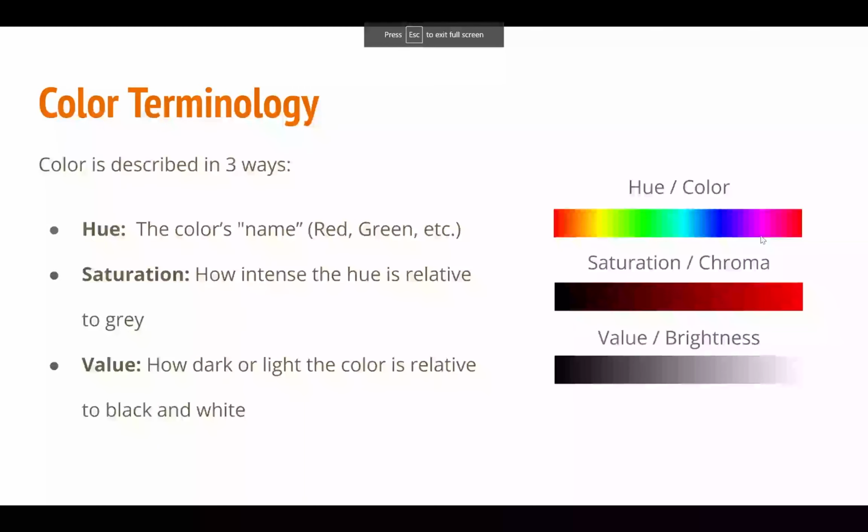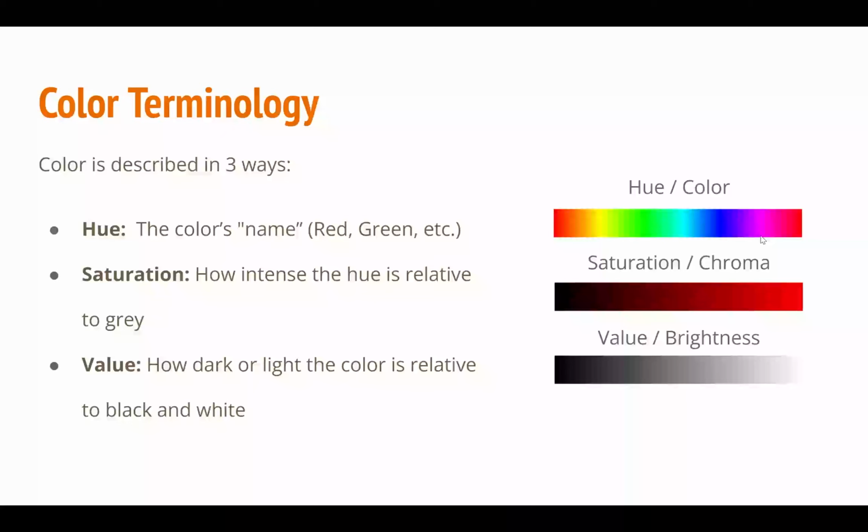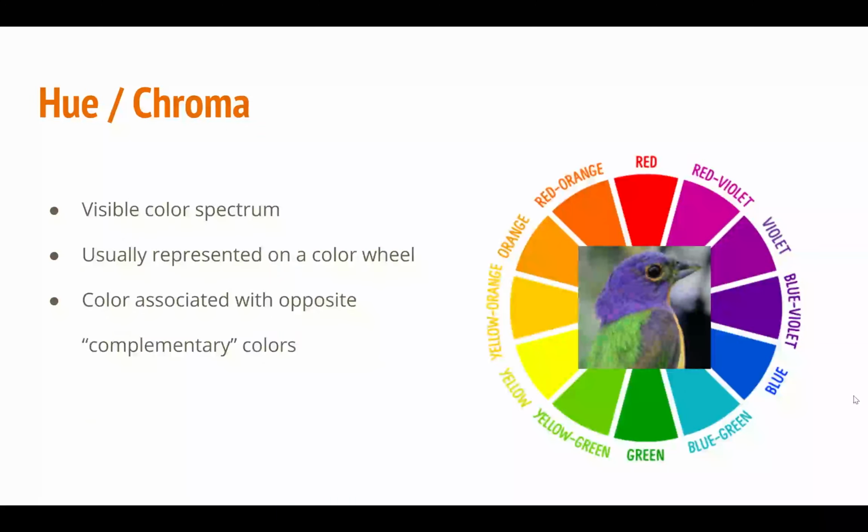Slideshow. Cool. So when we talk about color, we talk about it in three different ways. We have our hue, which is the name of the color, like red, green, cyan, blue, purple. You have saturation, which is how intense the hue is relative to being grayscale. Is it red or is it more gray? The more red it is means it has a deeper saturation. Value is how light or dark the color is in black and white terms, so how much black or white is in there, how bright or dark it is.